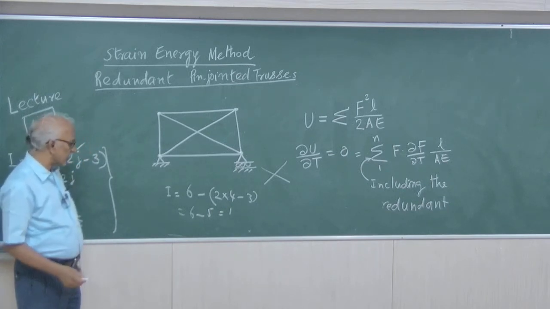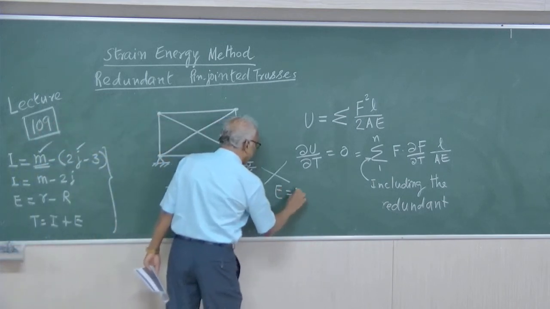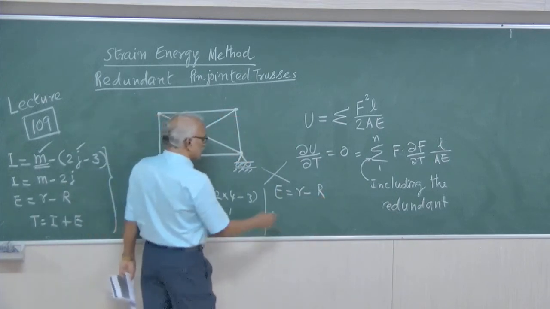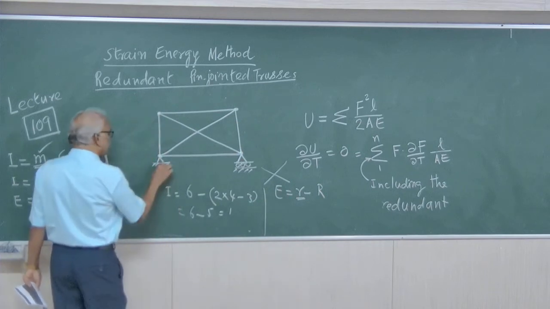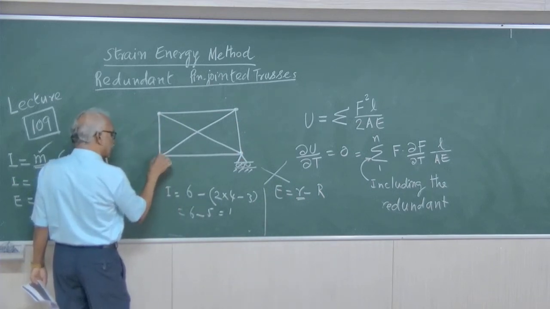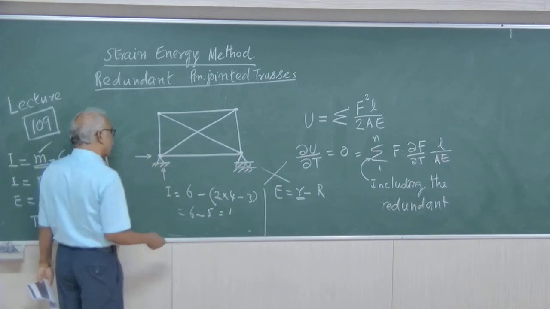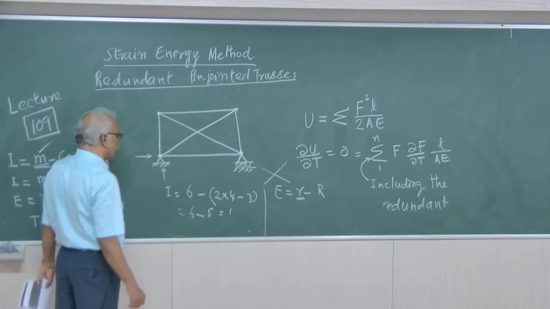Coming to external redundancy, E equal to R minus r. Now R stands for the number of reactions. In a pin joint, a hinged joint, there will be two possible reactions depending upon the load. There will be a vertical reaction and a horizontal reaction. That depends upon the number of the loads.